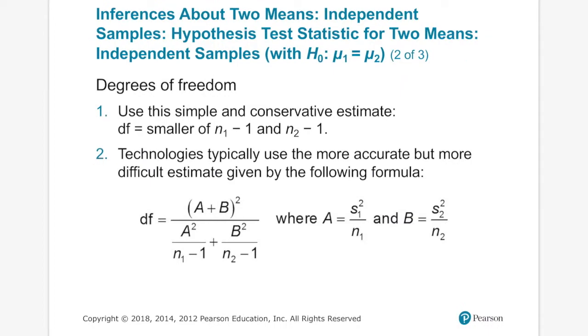There are two ways to determine your degrees of freedom. The simple one: we just use the smaller of n1 minus 1 or n2 minus 1. Whichever value is smaller, we are going to use that one. Or we can use the more complicated one. However, you don't need to actually calculate it. Your calculator or StatCrunch will give it to you.